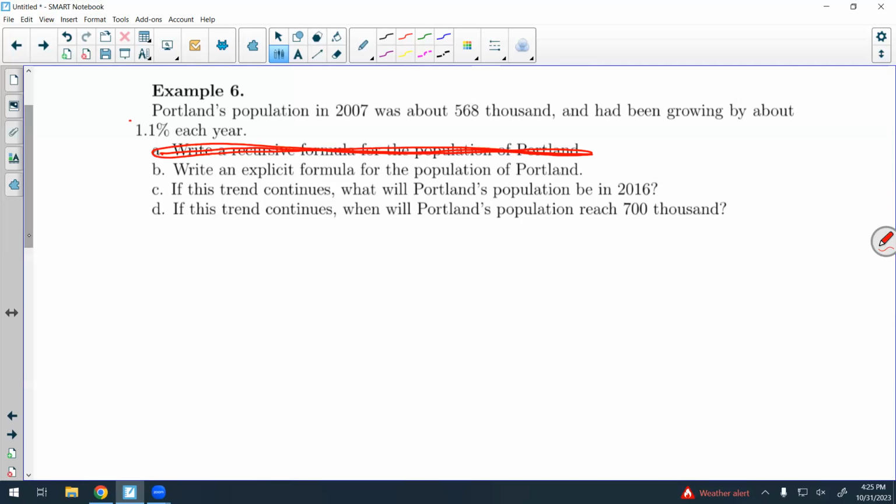Don't like the recursive one. So we have Portland's population since 2007 was about 568,000, and had been growing by about 1.1% each year. Okay. We want to write a recursive or an explicit formula. P sub n equals P sub 0 times 1 plus r to the n. P sub n equals 568,000 times 1.011 to the n. Okay, that's our formula.